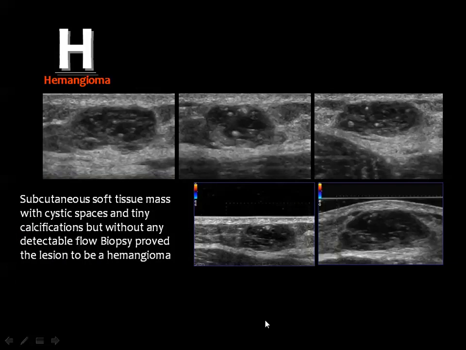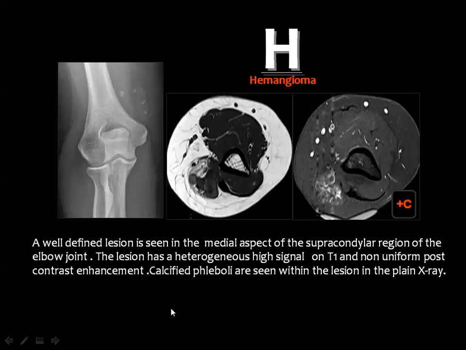And this is one of the appearances of hemangioma by ultrasound and Doppler. You can see the lesion and you can see some echogenic foci inside, but you cannot see any Doppler flow around the hemangioma, or even little flow.